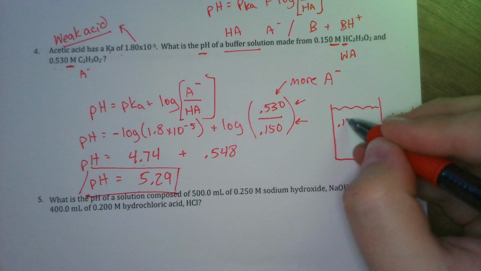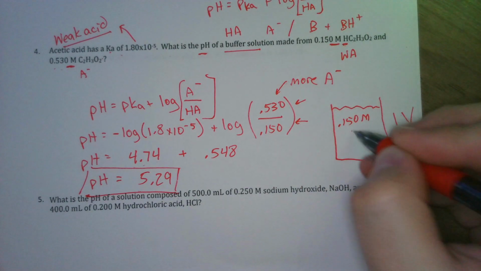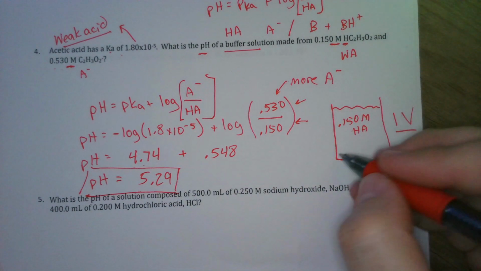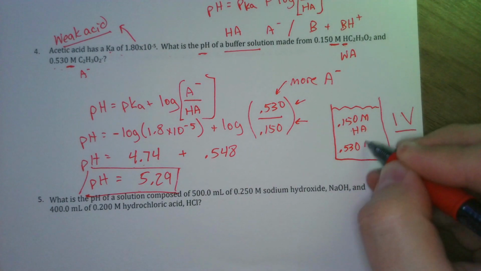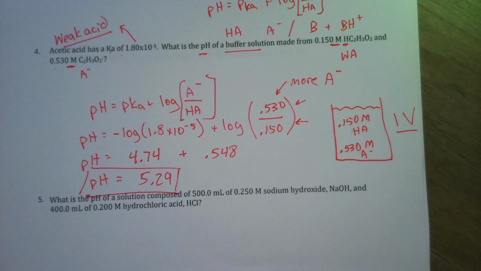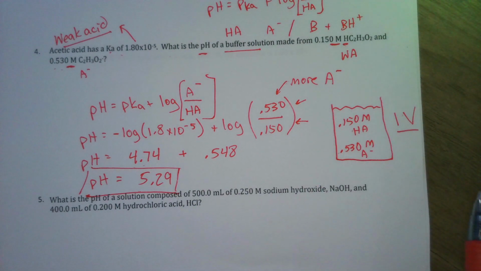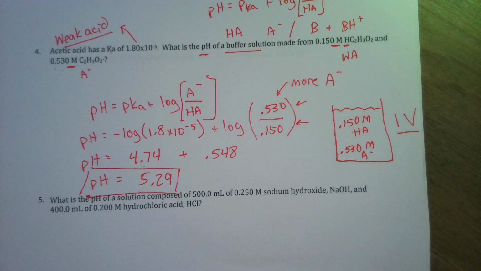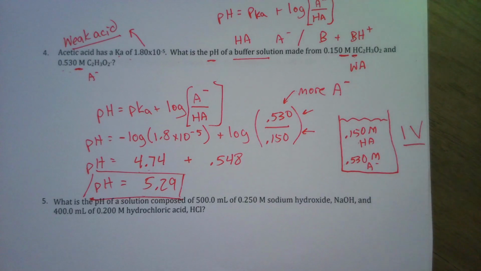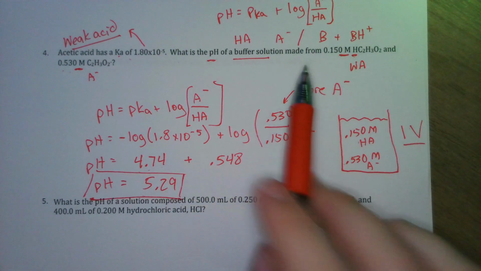I have 0.150 molar of my acid floating around in there, and I have 0.530 molar of my base floating around in there, right? So it's already all in the same solution. So I can just use my molarities without having to worry about converting to moles or anything like that. This is probably the more typical type of buffer problem you'll have to solve realistically, right? It's a little bit nicer.